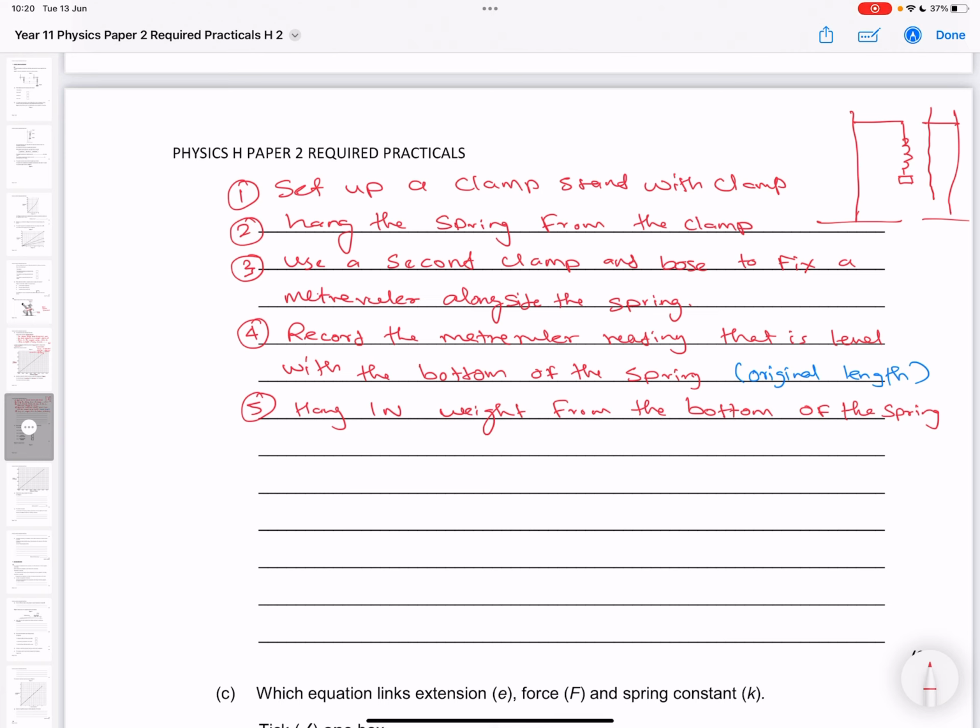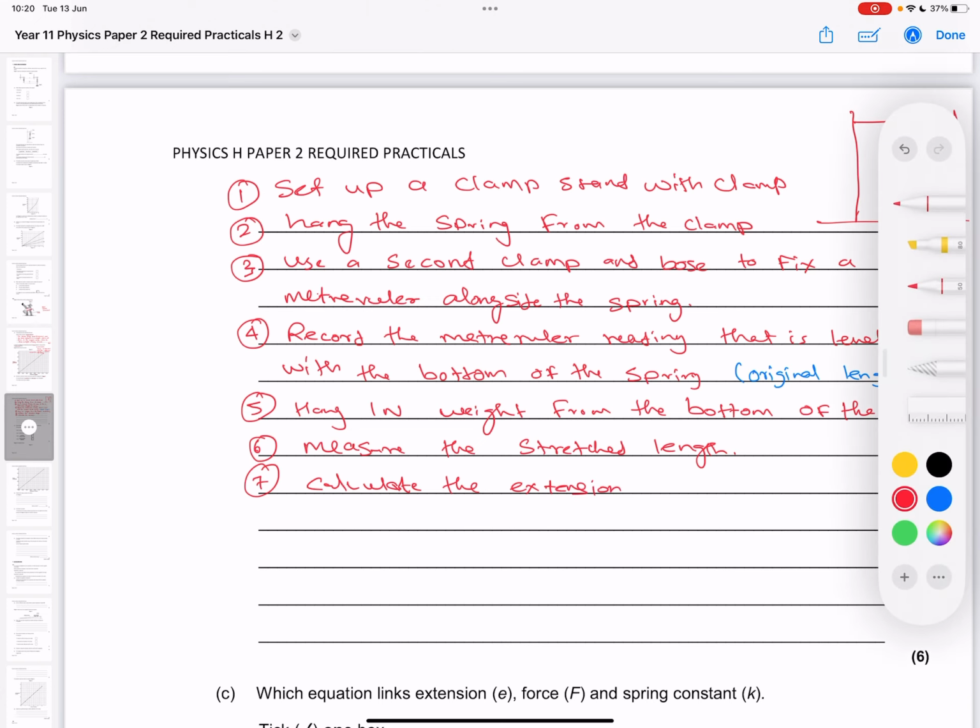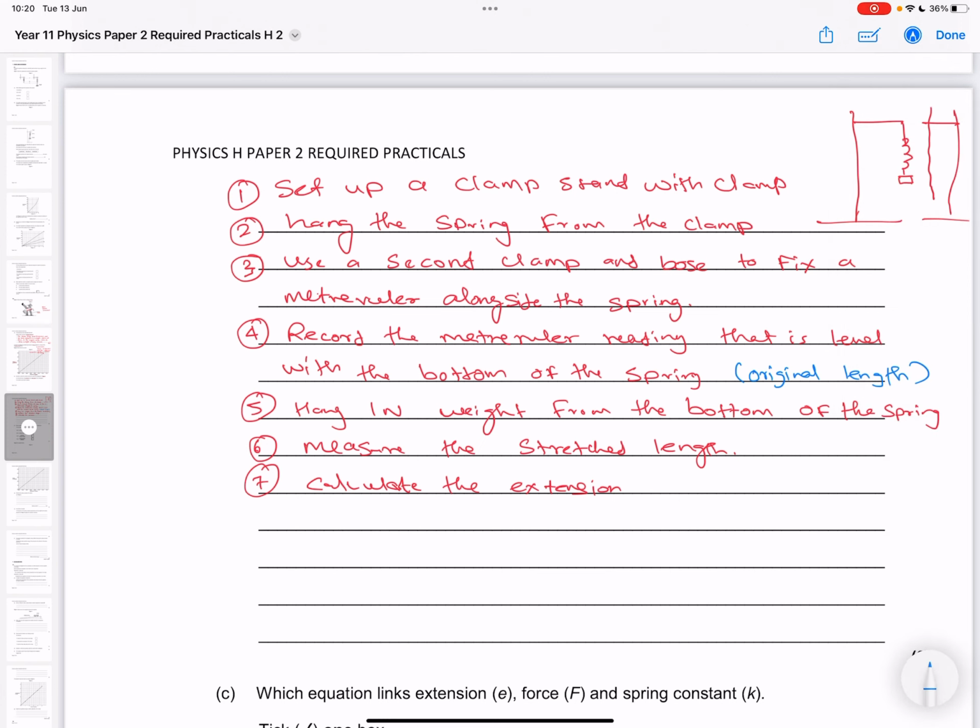So hang 1 Newton weight from the bottom of the spring and measure the stretch length. From that, we can calculate the extension. So how do we calculate the extension? Basically, you just take off your original length from the stretch length. So extension is equal to stretch length minus original length.